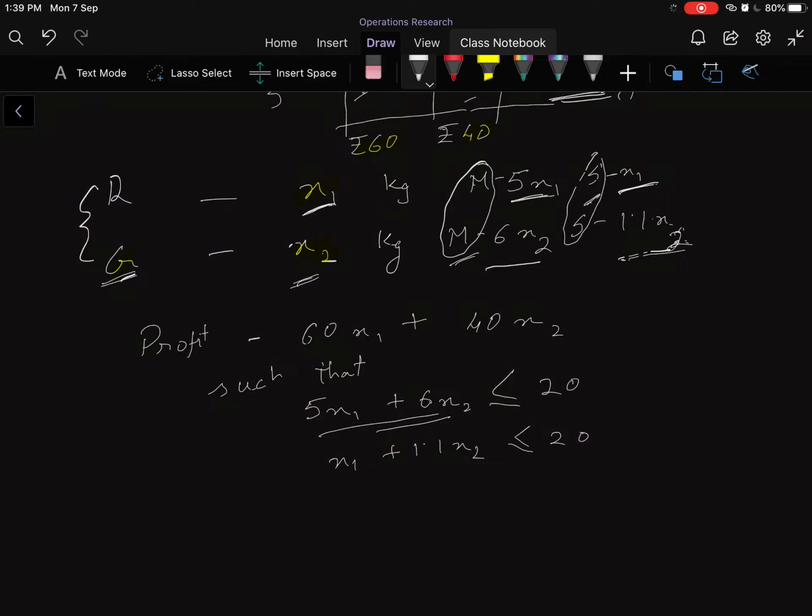Now he can produce either no rasgulla or no gulab jamun or something more than zero. That means he can have any positive number of gulab jamun or positive number of rasgulla, but he can never produce -1 kg of gulab jamun or -2 kg of rasgulla. That is simply not possible.